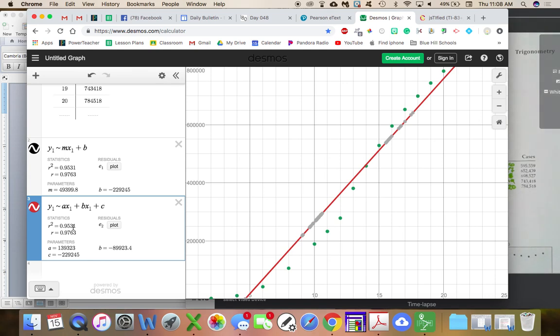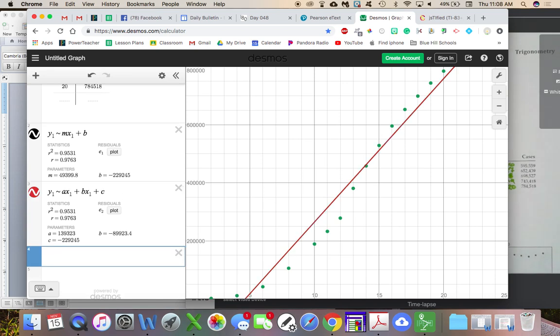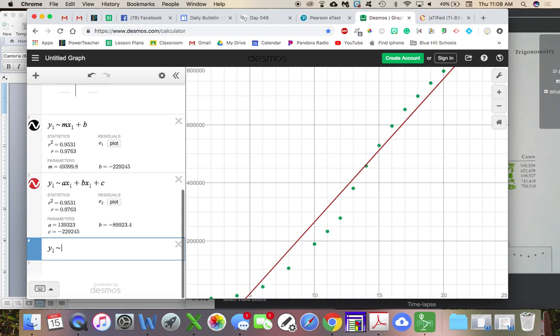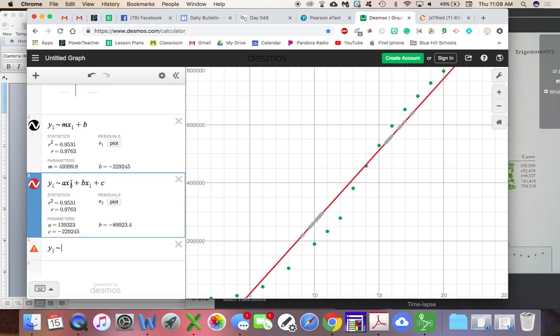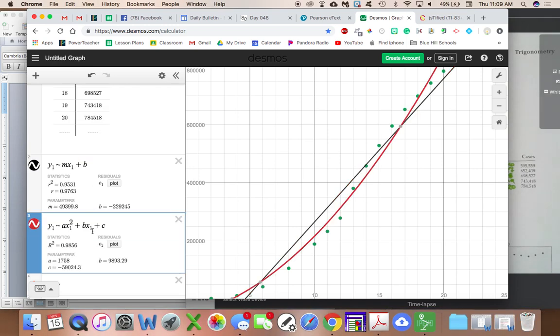Can we do a cubic one? Let's go down and do cubic. y1, how do we make that cubic? Oh shoot, hold on, I didn't do squared. That's better. If yours doesn't look like mine, that's why, I forgot my square on the next one. You hit shift, caret, shift 6, and it does the 2.